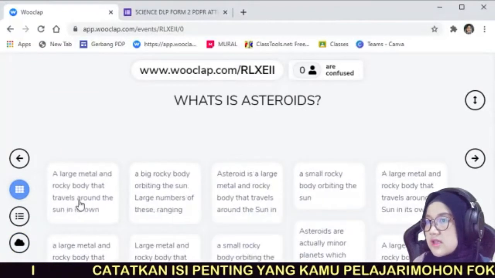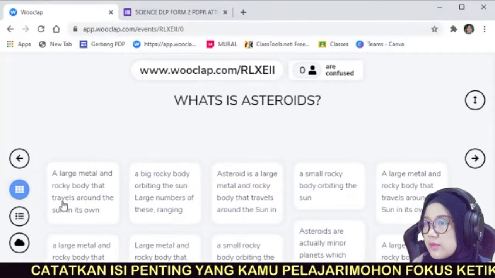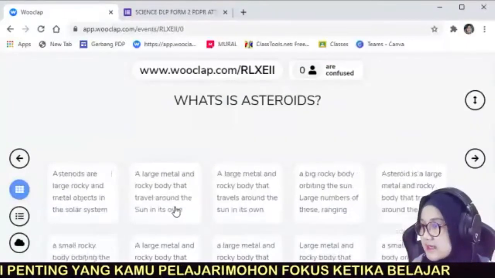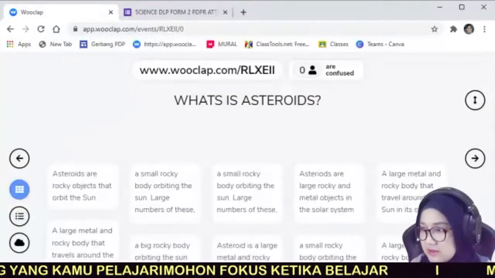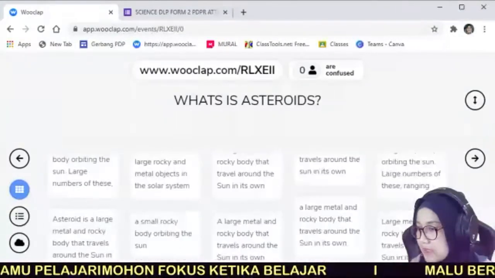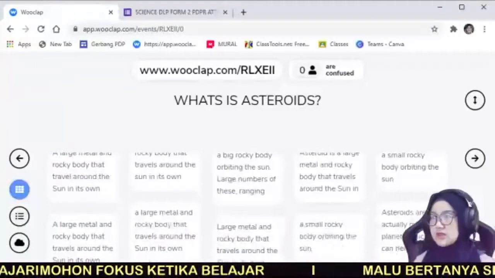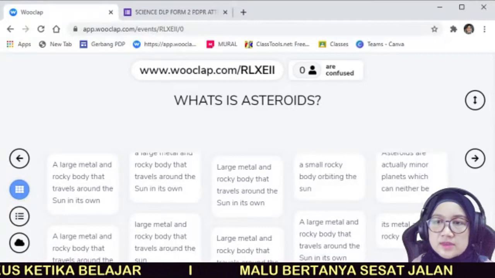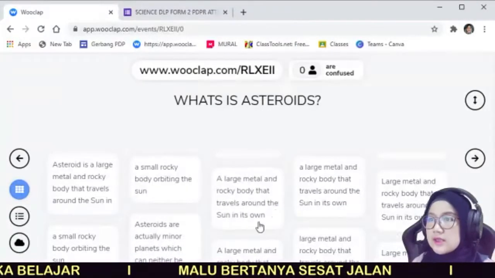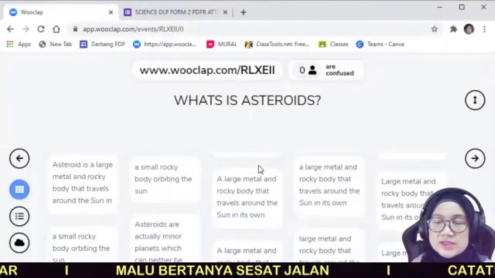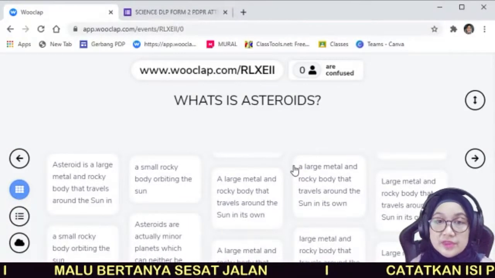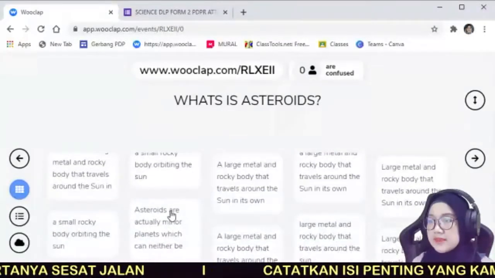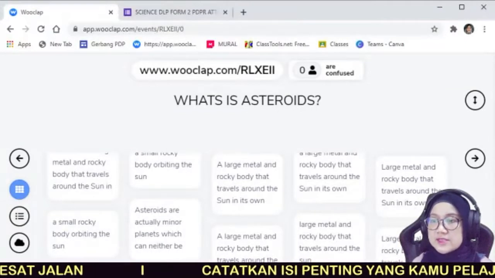As for the result, a large metal and rocky body that travels around the sun in its own orbit. So an asteroid is a big rocky body, larger than a meteorite. It's not necessary to just copy what you find in your textbook. What I want to see is, what do you think an asteroid is in your own opinion? But it is good too to give your response as long as you refer to the textbook.